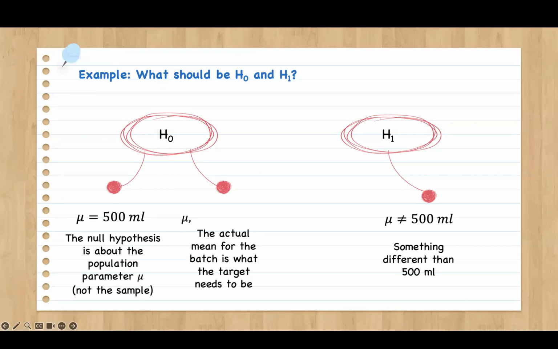You may ask why it's not 503 milliliters. Because your hypothesis is about the population parameter. The 503 milliliters is the sample statistic, the sample mean. The alternative hypothesis is something different than 500 milliliters. So we write mu is not equal to 500.